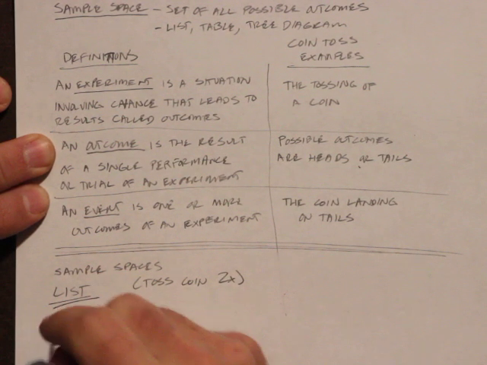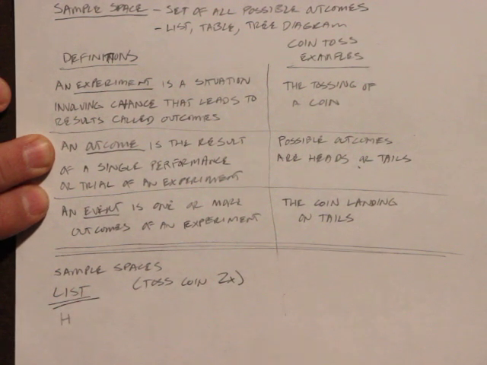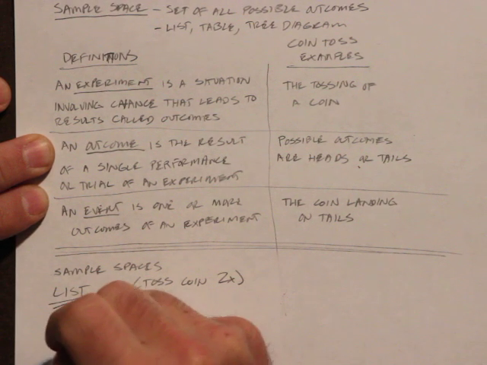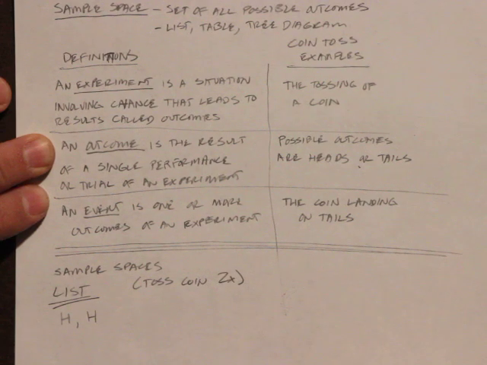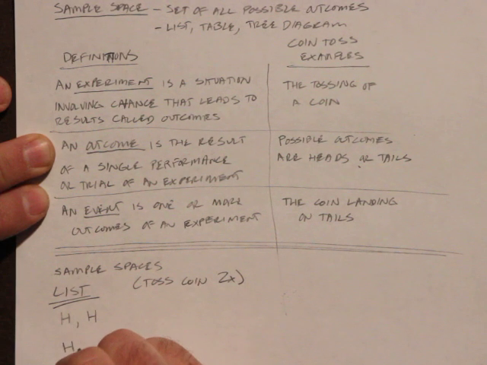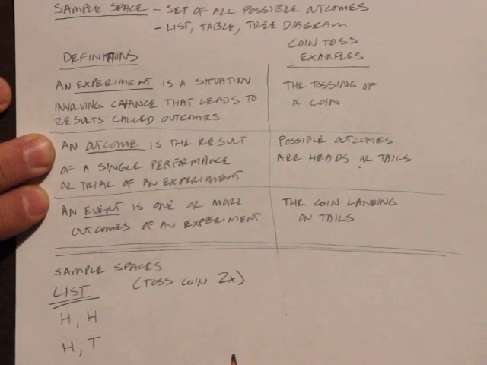So the first time we toss the coin, let's say we get heads the first time. And then let's toss it again, and let's say we get heads again. All right? So that's one possible outcome of tossing the coin 2 times. Another possible outcome is the first time we toss, we get heads. The second time we toss, we get tails, right? Those are 2 possible outcomes when we toss the coin 2 times.